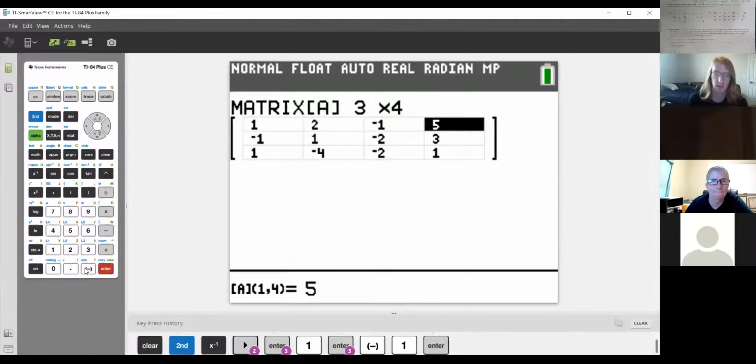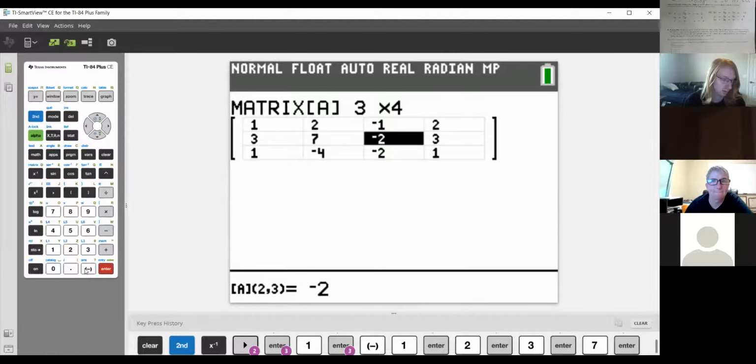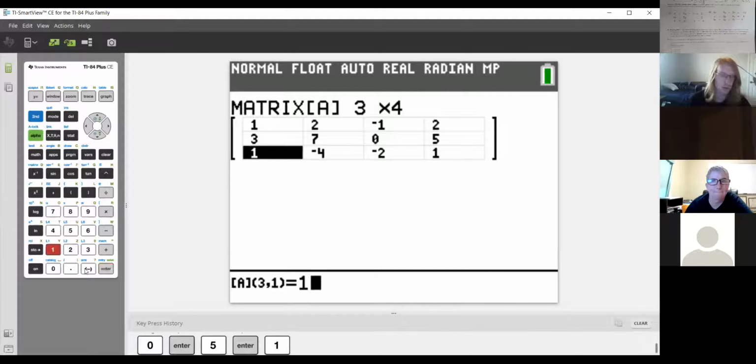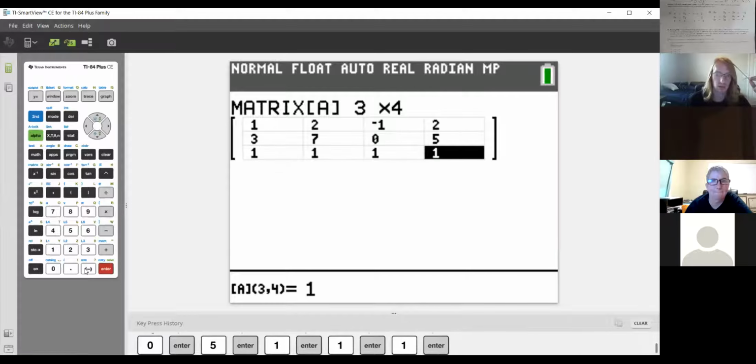So this one is, I believe, 2. This one is 3. This one is 7. This one is 0. Okay, good. And this one is 5. And we have a 1, 1, 1, and a 3. And we want to not enter into this matrix anymore. So we have to do second, quit.